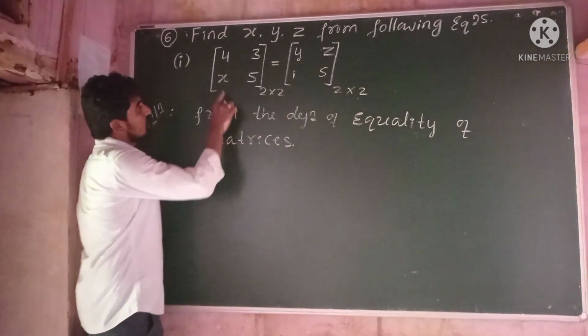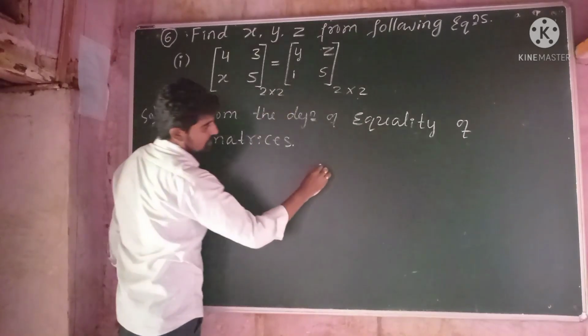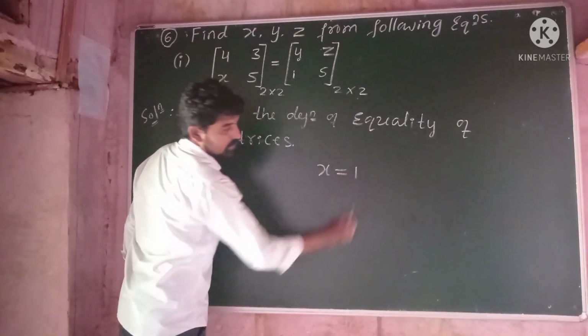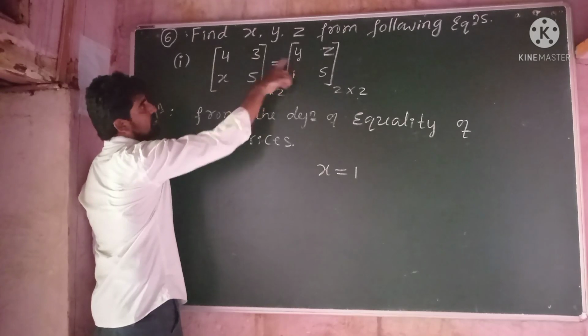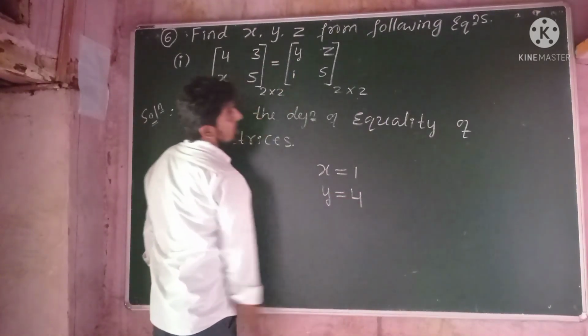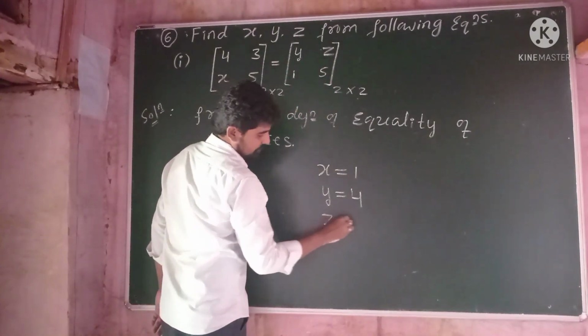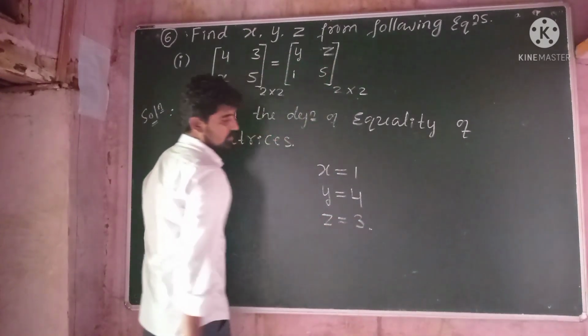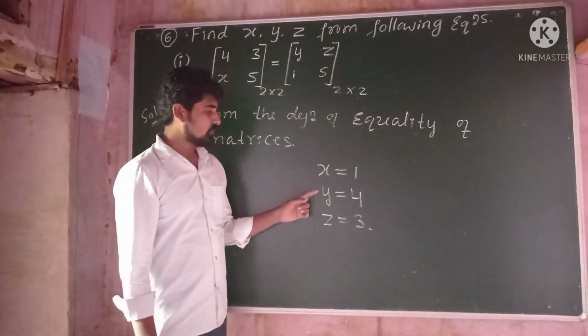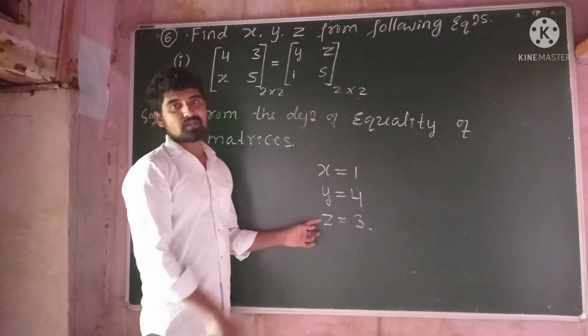It means the value of x is equal to 1, and the value of y is equal to 4, and the value of z is equal to 3. These are the required values of x, y and z. I hope all of you understood. If possible, take a note.